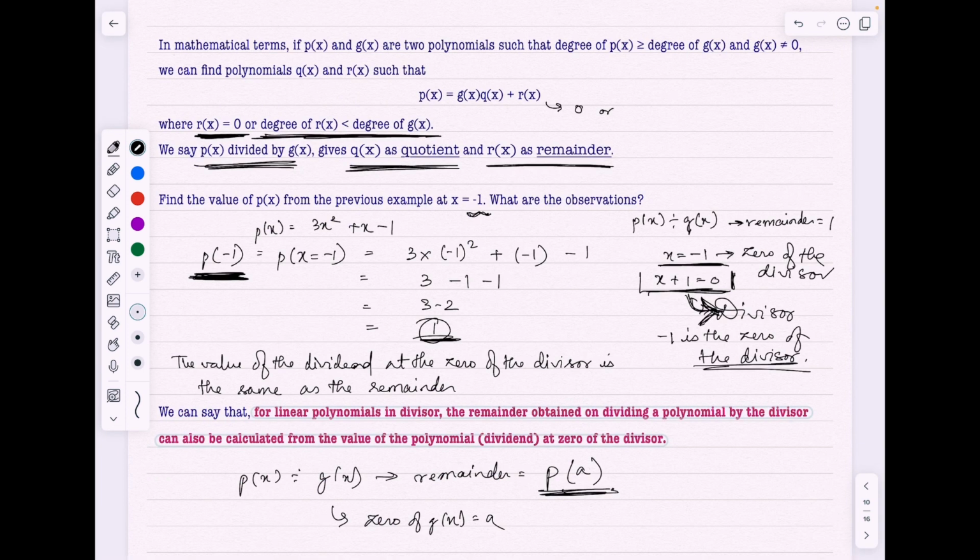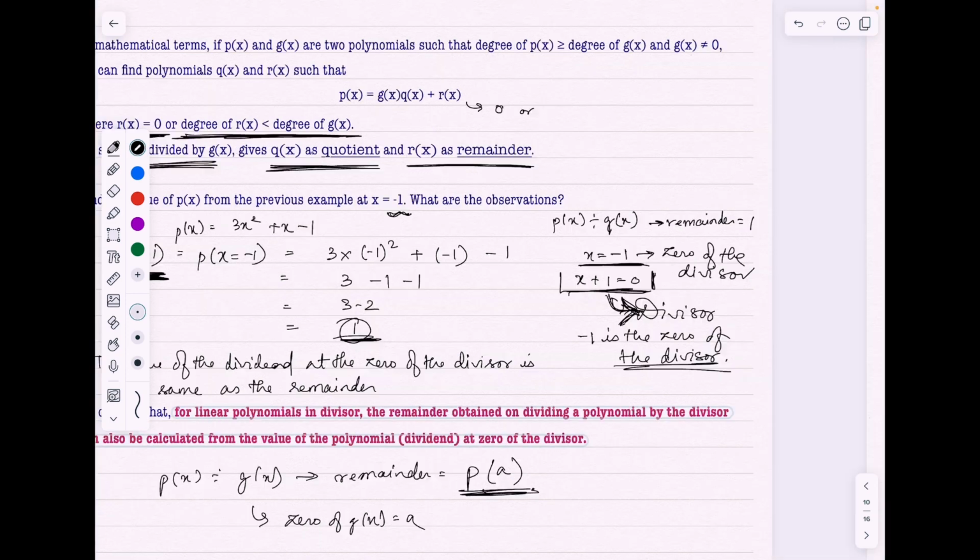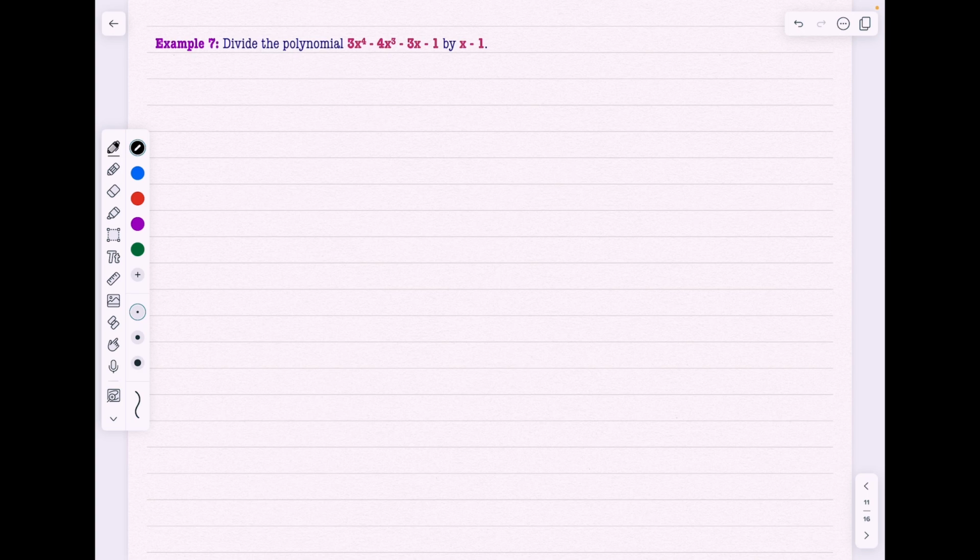You are getting it? So this line is actually the remainder theorem. I will come to the remainder theorem and you will see how this is equal, how this thing is actually the remainder theorem. When I tell about the remainder theorem, you will understand what I am talking about. Okay, now I will solve this question.